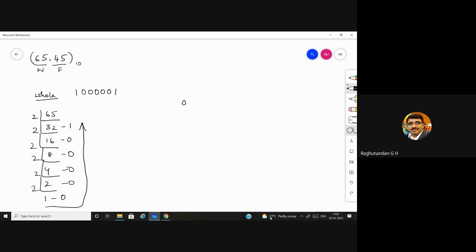Now we still need to find the 0.45 equivalent. For 0.45, we need to use the fraction procedure. The fraction procedure is multiplying it by 2. 0.45 into 2 will give you 0.9. And you need to take only the number which is before the decimal point. So take 0. In the next sequence, here you can take 0.9. Can you tell me why? Less than 1. Yeah, it's less than 1.